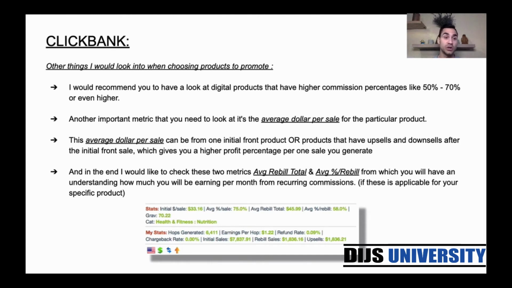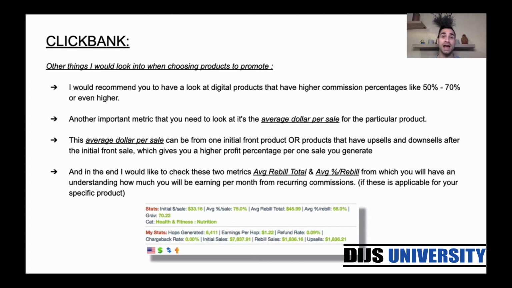So the bigger the average dollar per sale, the more money you're gonna get. And in the end, I would like to check these two metrics: average rebill total and average percent per rebill, from which you will have an understanding of how much you will be earning per month from recurring commissions.